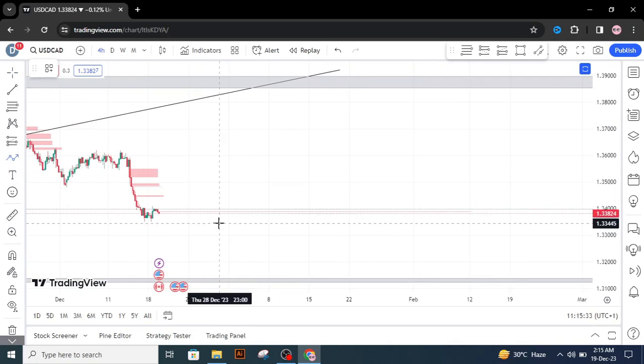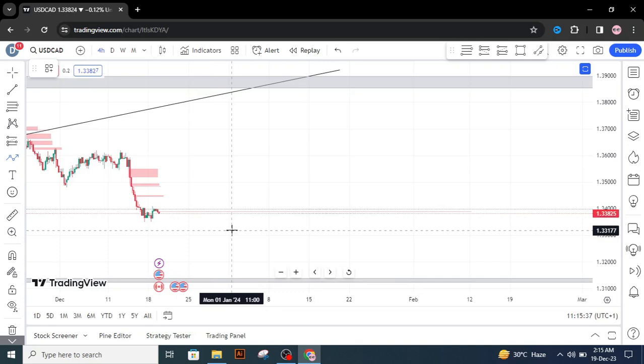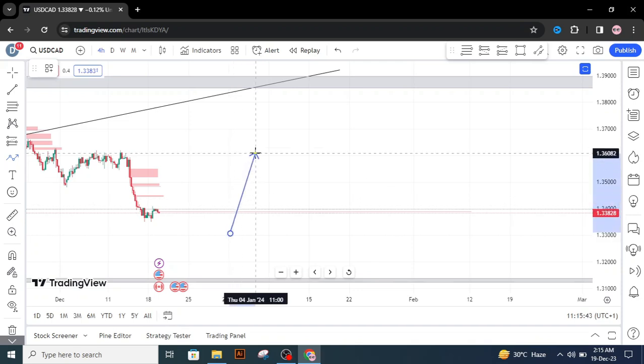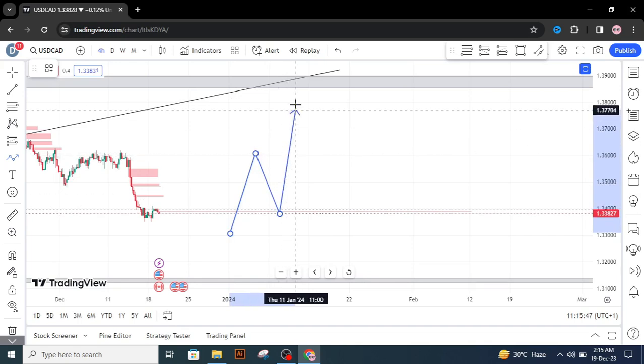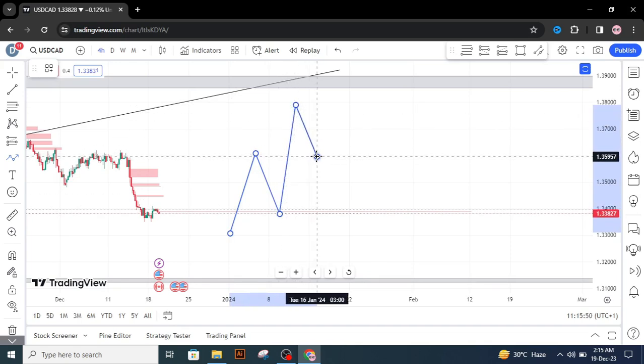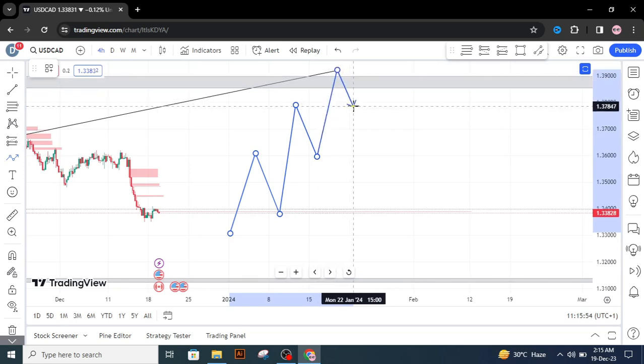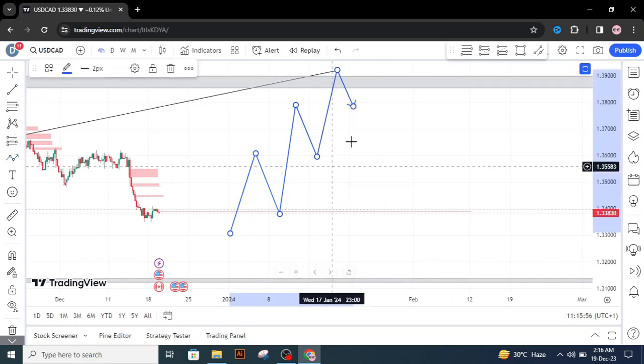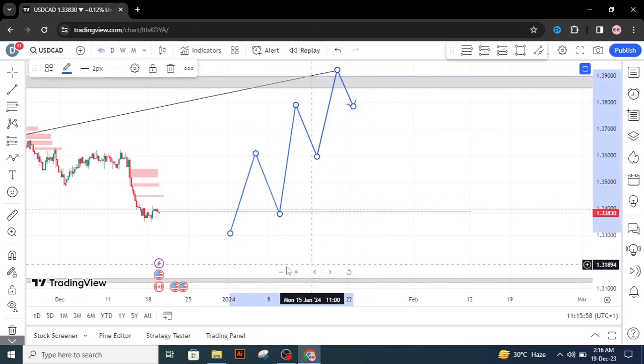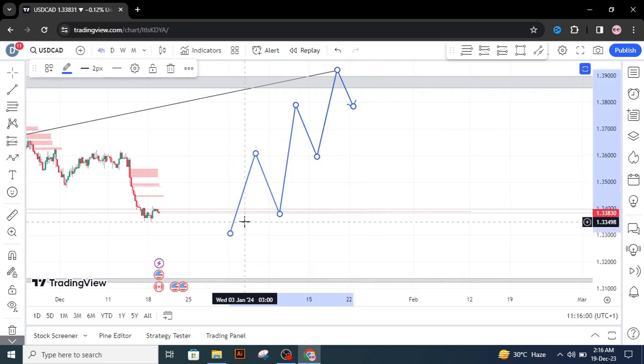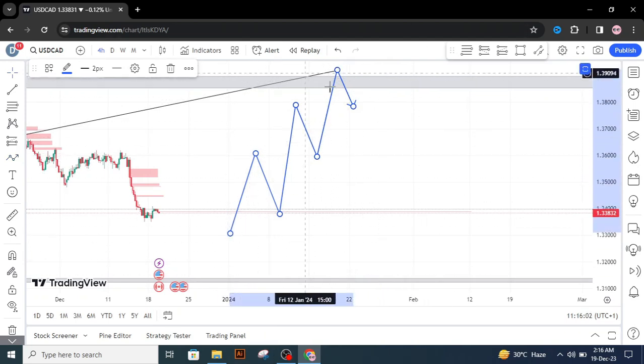We have uptrend, we have downtrend, we have sideways, which is also known as consolidation. But let's look at how this actually looks. An uptrend has a higher high, higher low, higher high, higher low, higher high, higher low. Okay, this is how an uptrend looks. Now, how do you trade this kind of trend when you see it?